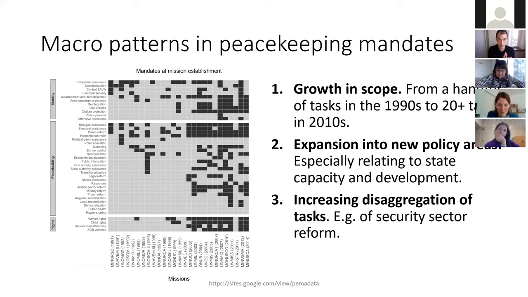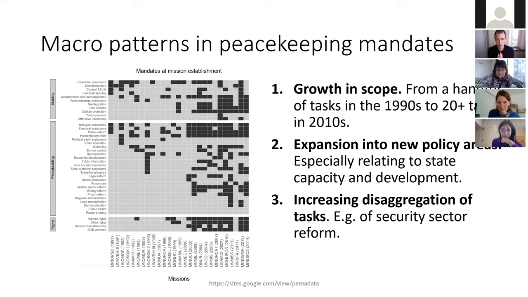If a particular mandate of a mission at its establishment incorporates or specifies a given task, it's marked in dark gray. If it's not included in the mission mandate, it's marked in light gray. So this provides a bird's eye overview of the development of peacekeeping mission mandates between 1991 and 2014. In the paper that goes with the data set, we have identified three macro patterns. These are patterns that have been discussed in the literature before, so they're not necessarily novel insights. But what we can do on the basis of our data is to provide systematic data to support these insights and to show more exactly how they have played out.